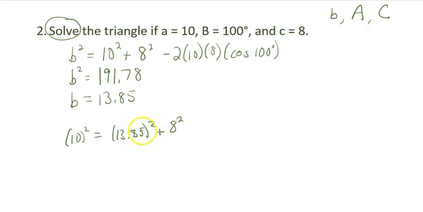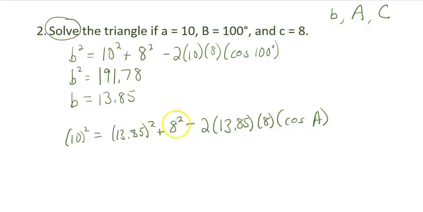And I don't know why I put parentheses there, sorry, don't stress over that. 2 times 13.85 times 8, using those two sides, and then the cosine of angle A, and again that one I don't know. So this is like that first example. I've got to do my combinations first and do a little bit more work. So 10 squared is 100. This 13.85 squared and 8 squared add together to give me 255.82. And then 2 times 13.85 times 8 is 221.6.